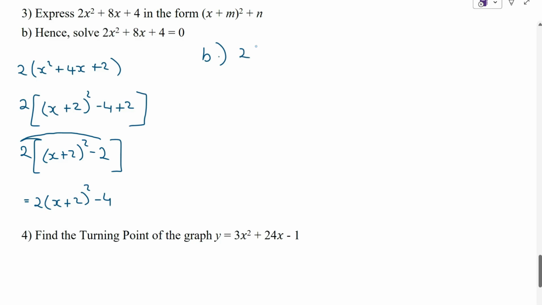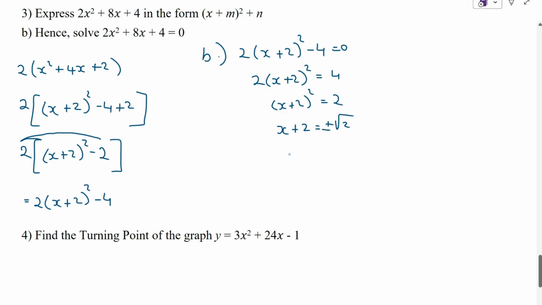we will need this equation to equal 0. So now let's rearrange and solve. And our final answer is x equals minus 2 plus or minus the square root of 2.